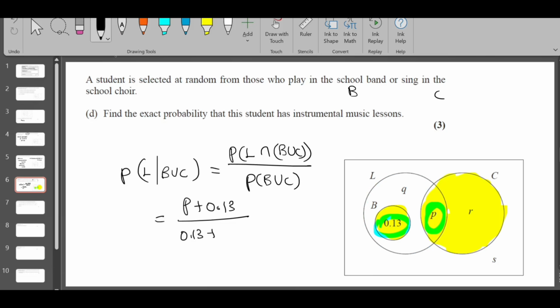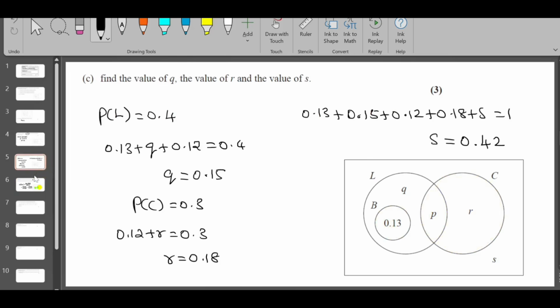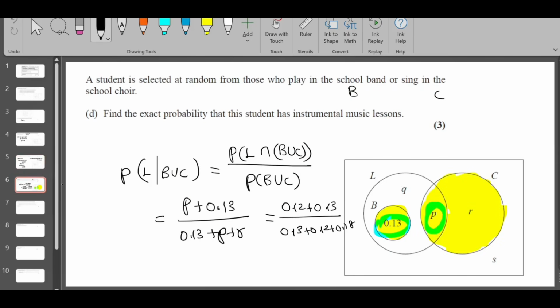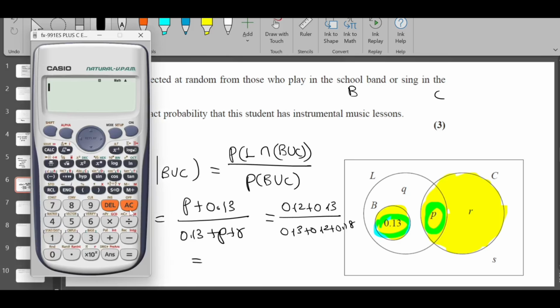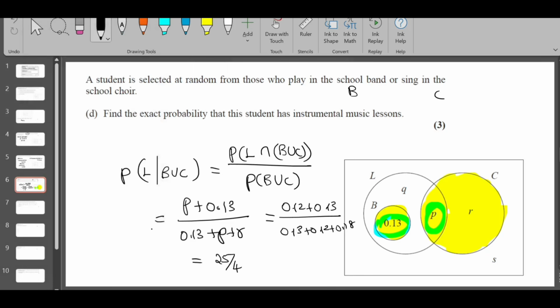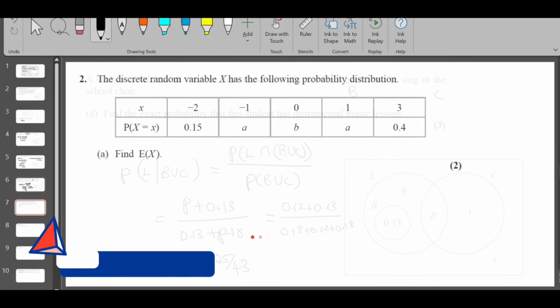So 0.13 plus P plus R. P we know is 0.12. So 0.12 plus 0.13 divided by 0.13 plus 0.12 plus R, the value of R is 0.18. So it's basically 0.25 over 0.43. 25 over 43 is the answer. That's all. It's another 3 more questions.